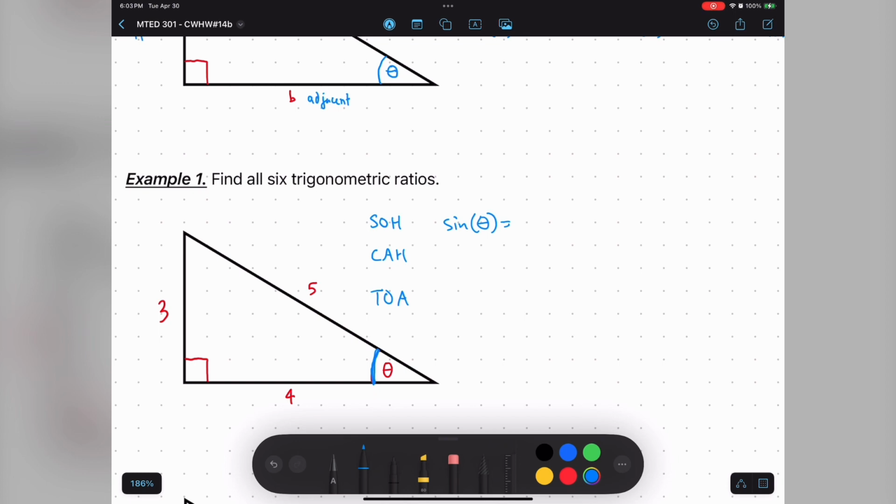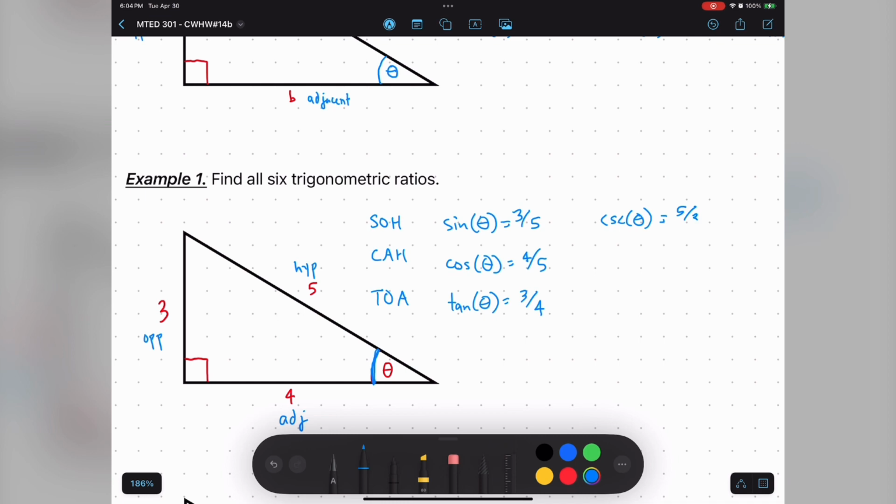Sine, we said, is the opposite over the hypotenuse, which will be 3 over 5. Our cosine, which is our adjacent side over the hypotenuse, is going to be 4 over 5. The tangent of theta, which is the opposite side over the adjacent side, is going to be 3 over 4. So I'm just going to label those parts of my triangle real quick: opposite, adjacent, and hypotenuse. And now we're going to move on to the other 3 trig ratios.